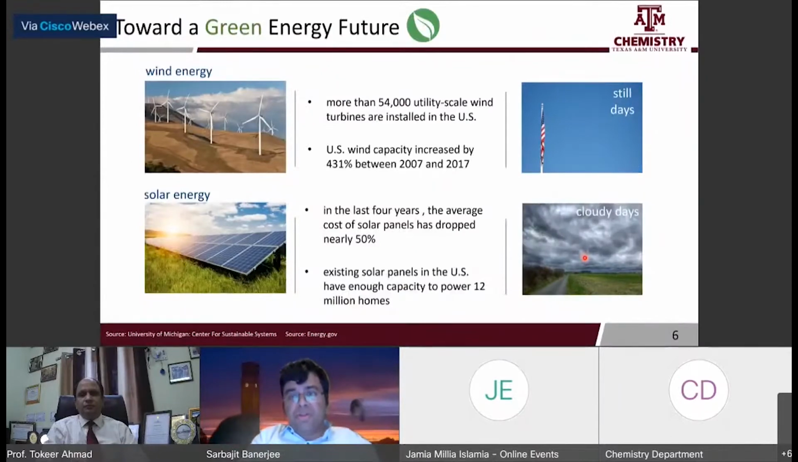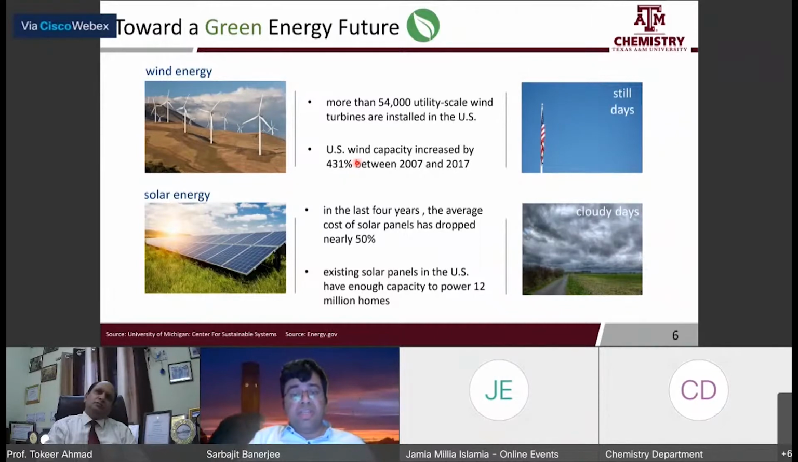So solar is great and wind is great, but it comes with challenges. With wind energy, you can see here there are some major issues. More than 54,000 wind turbines are installed in the U.S. We've had this massive increase from 2007 to 2017, but wind doesn't always work, right? When the wind is not blowing, it doesn't do very much good for us.